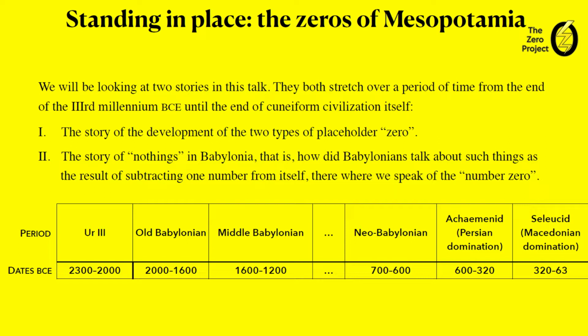I have a little time chart, a timeline at the bottom of the screen, which you can see with the names given by Assyriologists to the different periods of time that are involved in the years that you see below. All dates in this talk will be BCE, of course. So starting about 2300 with the Ur-3 period and running down to the Seleucid or Macedonian domination period in Mesopotamia, which runs almost to the beginning of the Common Era.